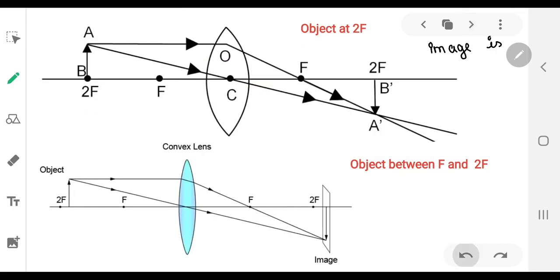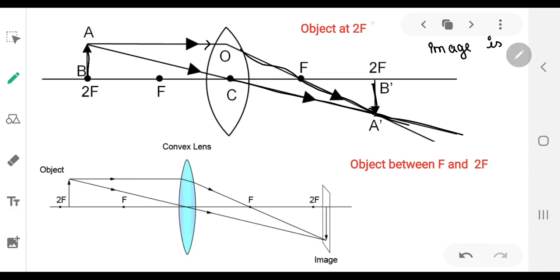Now we are moving it a little closer to the lens so that it is at 2f. Again we are considering two rays parallel to the principal axis. After refraction, one passes through f, and the other passes through C and after refraction passes undeviated. Now wherever these two rays meet is the image.